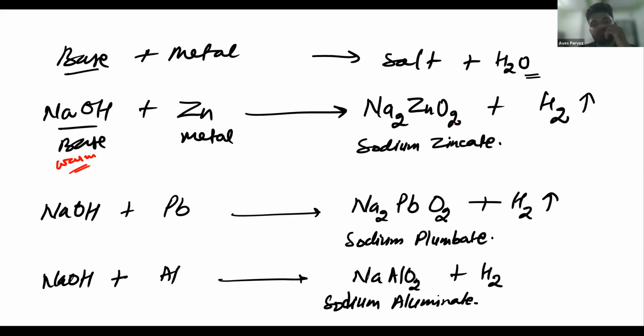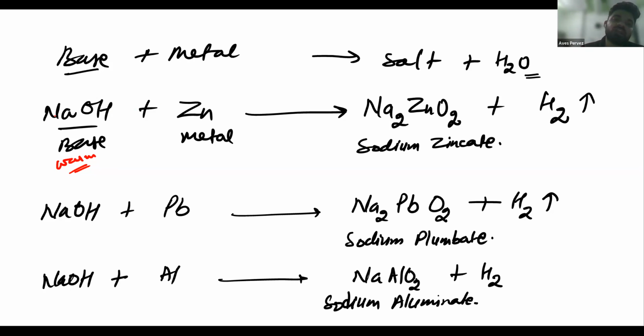Sir, excuse me. Yes. Why must NaOH be warm? Because this reaction is not so spontaneous, like the reaction of metals with acids. So we warm it a little to increase the activity of the particles so that they can react at more speed.